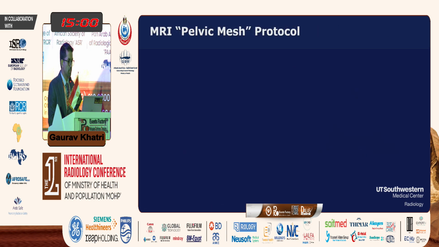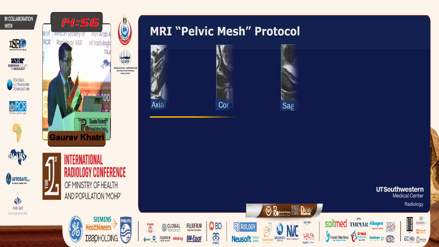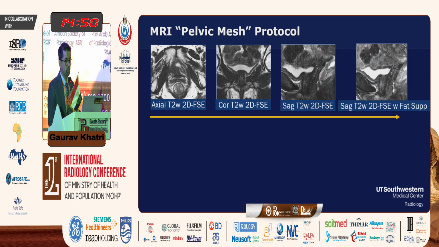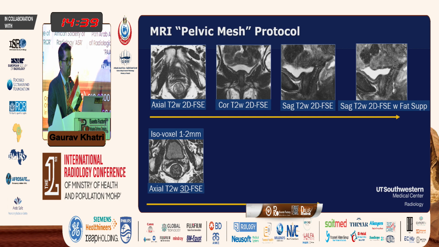How about the MRI? So for our pelvic mesh protocol is what we call it for MRI. We start with axial, coronal, and sagittal T2 weighted images. We do a sagittal T2 weighted image with fat suppression. You can do this in any plane. We choose to do it in the sagittal plane because it's a faster acquisition than the axial plane. Then we do a 3D axial T2.